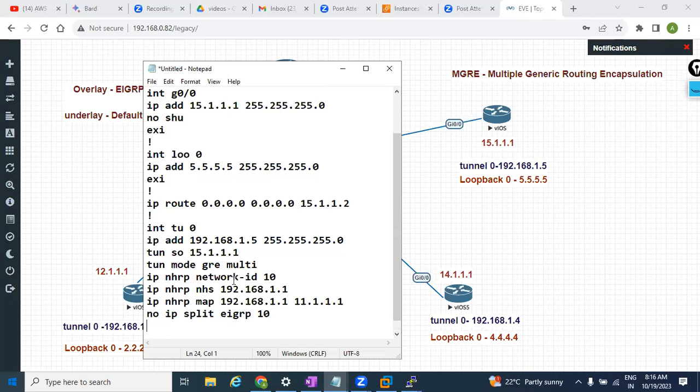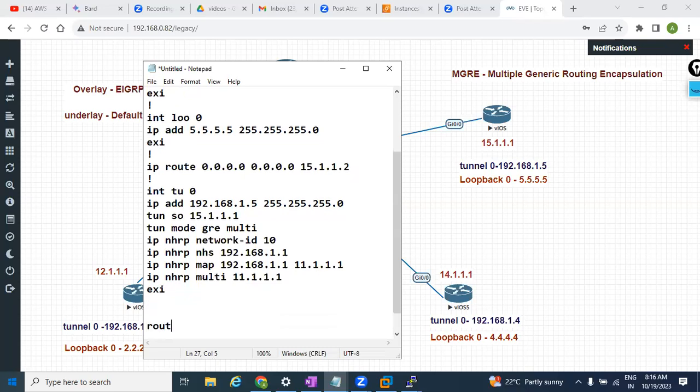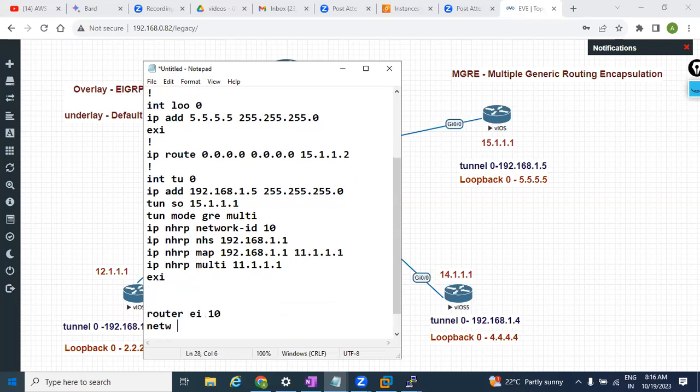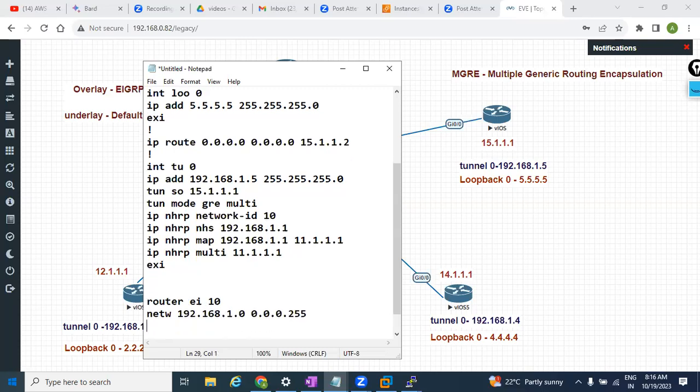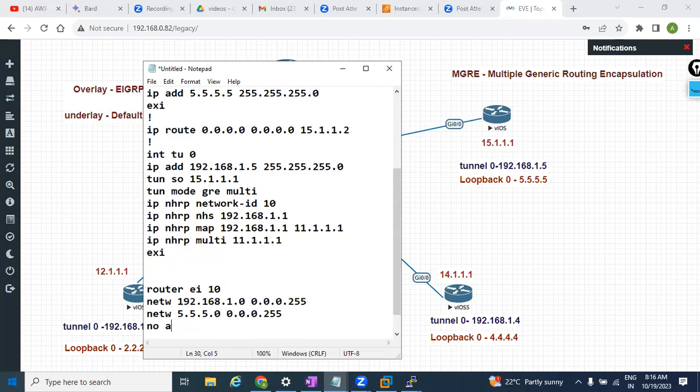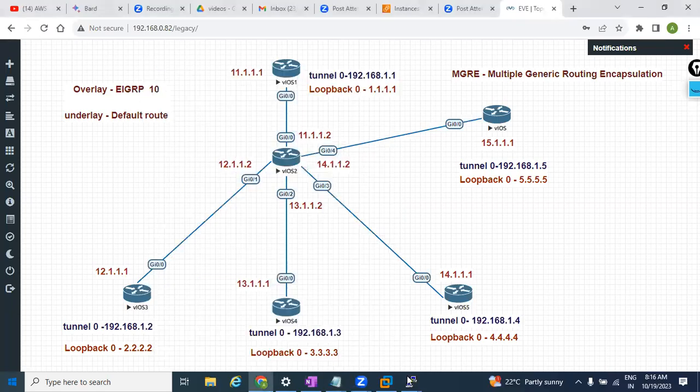I think this is okay, or else we'll do one thing. We would configure this later. First, one more thing, IP NHRP multicast with 11.1.1.1. And later we would copy router EIGRP 10, network 192.168.1.0 with wildcard mask, and another one would be 5.5.5.0 with wildcard mask. Okay, so just let it be started.